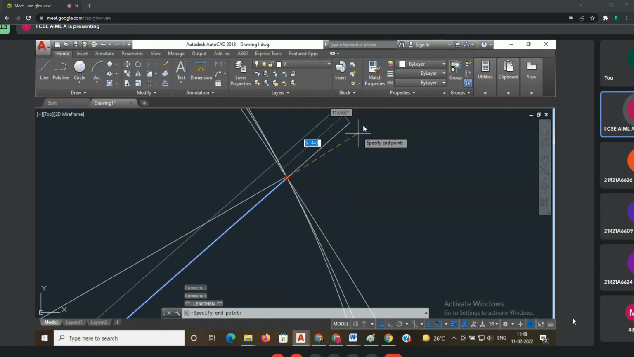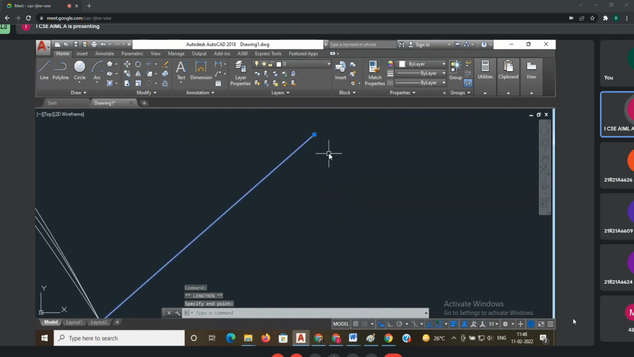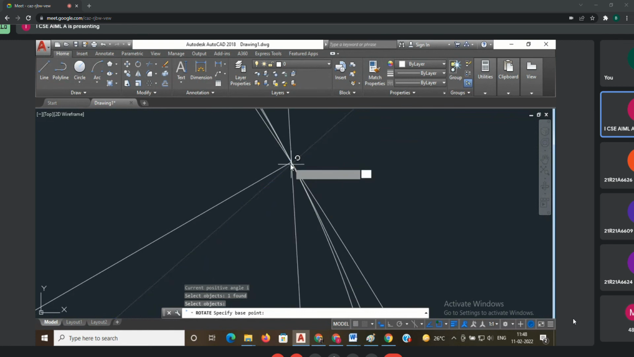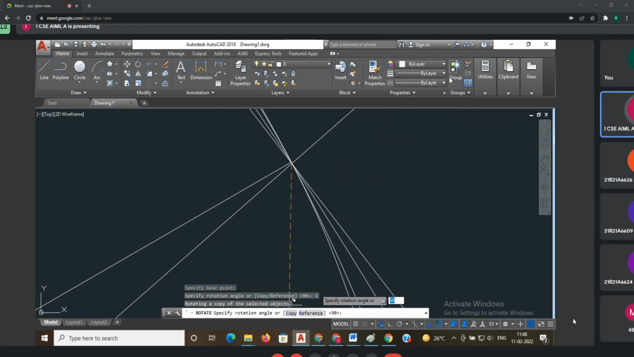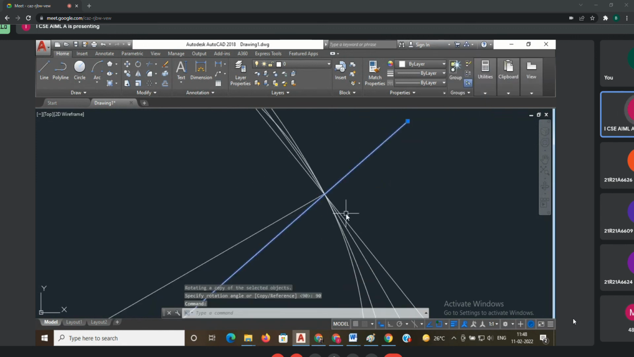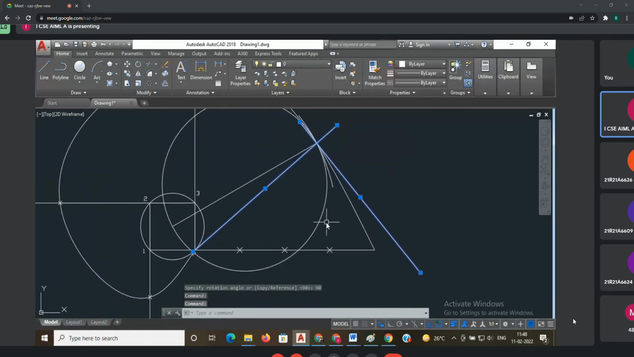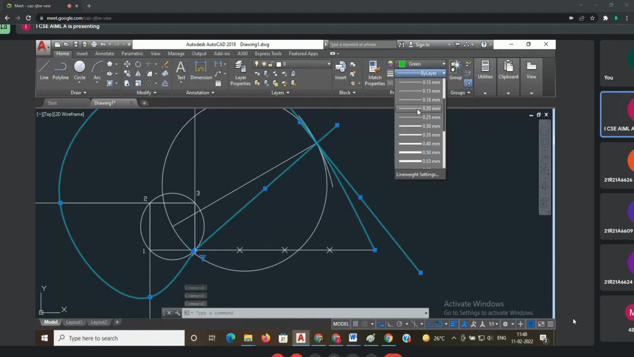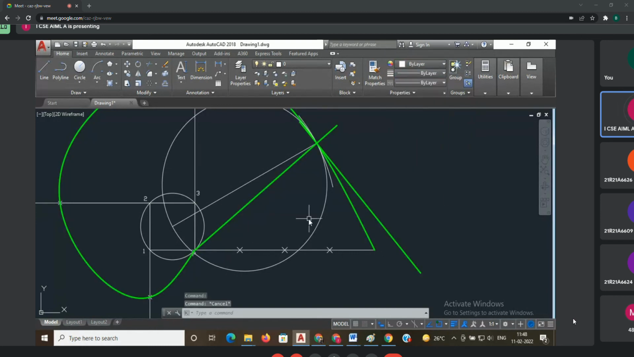Maximum cases they won't ask. If they ask also, you can simply use perpendicular line. Okay, P4 line or P5 line, whatever it is. Exactly vertical line you can select. Okay, go for copy, U90 degrees. Now this is your normal, this is your tangent. Okay, this is your curve. Go with different color, bylayer. Now you can erase this circle and this line.